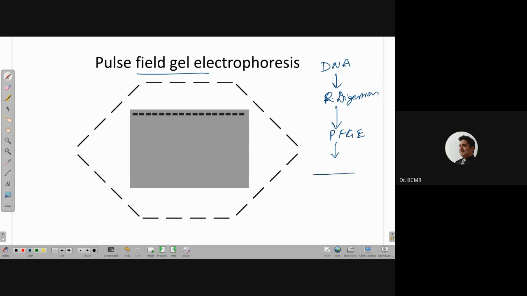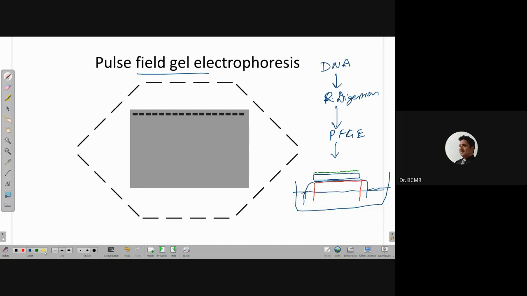Blotting means, if this is the gel, I'm drawing the cross section. We have a thin membrane like this, and we will have a block on which the gel is present with the papers. And on top of it, we will put a nitrocellulose membrane. I'll draw it like this. This is the nitrocellulose membrane. And this is all in a trough with buffer. The buffer fills it up.